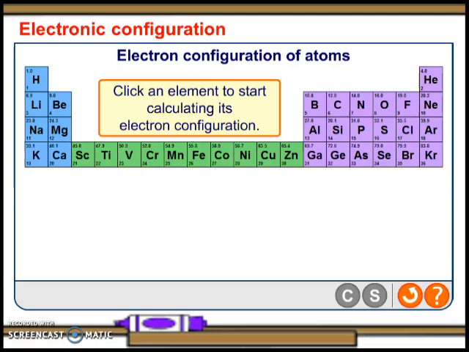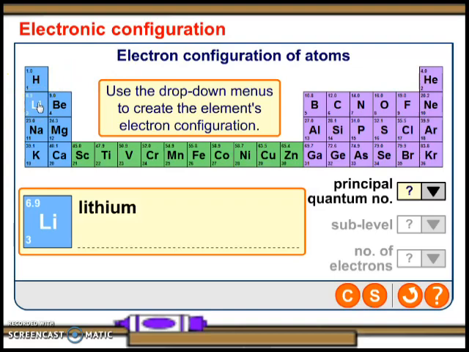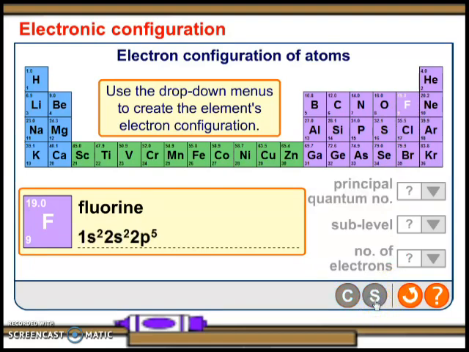Let's have an example in the S block. So let's take lithium. What's the electron configuration of lithium using the periodic table? So we have 1s1 hydrogen, 1s2 helium, 1s2, 2s1 is the electron configuration of lithium. Let's have an example in the P block. So we have here fluorine. The electron configuration of fluorine is 1s2, 2s2, 2p5.